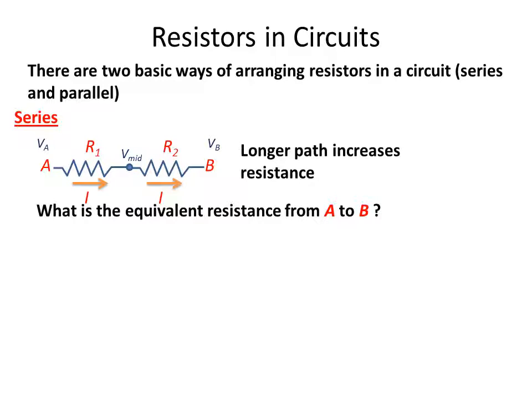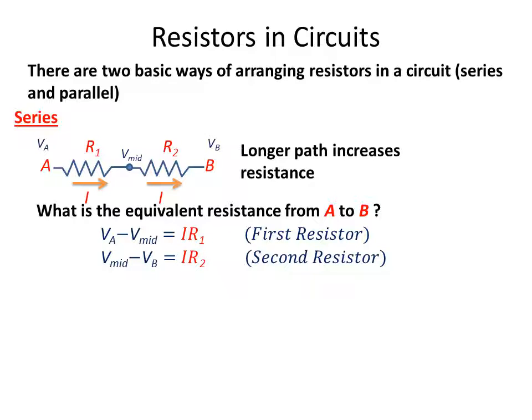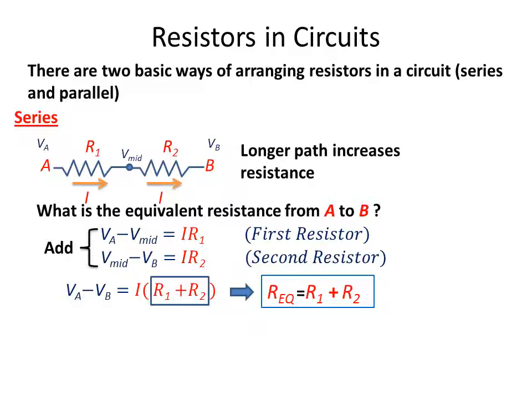And let's also label the voltage at point A to be VA, at B, VB, and at a midpoint between the two resistors, V mid. Then we can use Ohm's law on the first resistor so that VA minus V mid is equal to the current through that resistor times R1. Similarly, for the second resistor, we have V mid minus VB is equal to the current times R2. If we add these two equations, the V mids cancel, leaving VA minus VB equals the current times R1 plus R2, and this R1 plus R2 is the equivalent resistance.